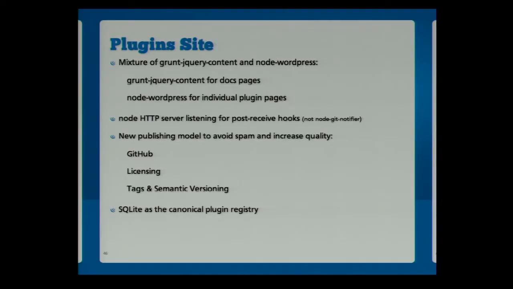So the way this works is we have a Node HTTP server running, and it's listening to GitHub post-receive hooks. So this actually was referencing something that we haven't talked about yet. So we listen to the post-receive hooks, and then we check for tags. Basically, if you want to list your plugin, all you do is set up a post-receive hook that notifies the plugin site. And every time you push, we get notified. We look to see if you have a new tag. If you do, we check if the tag is a semantic version. And if it is, then we'll check to see if we've processed it before. If we haven't, we'll check to see if it has a valid manifest file. And if it does, then we'll list it on the plugin site.